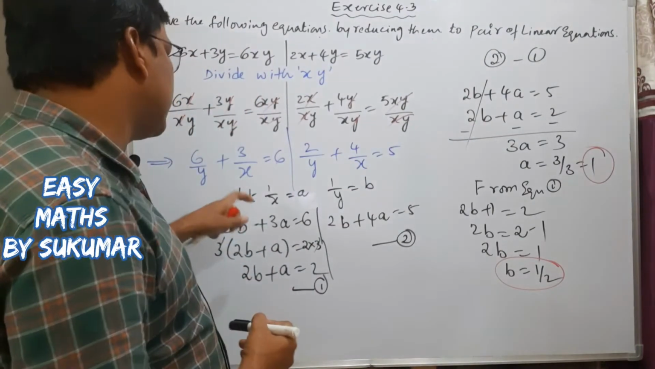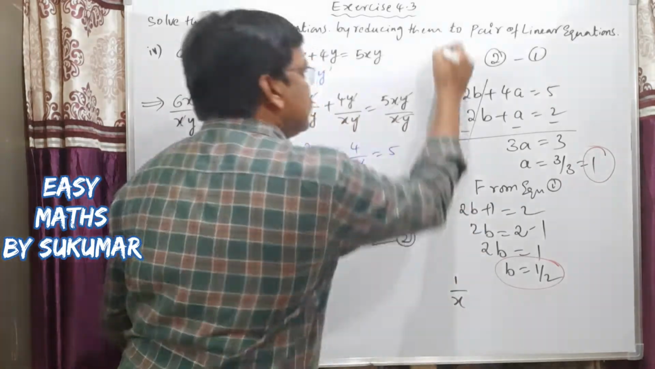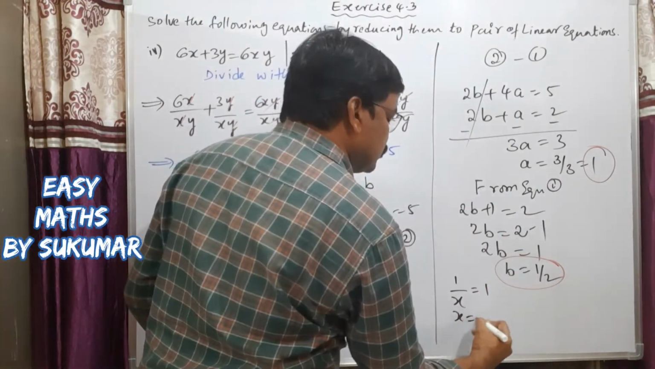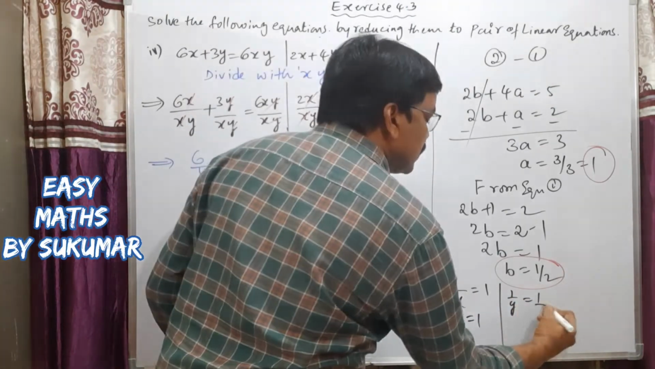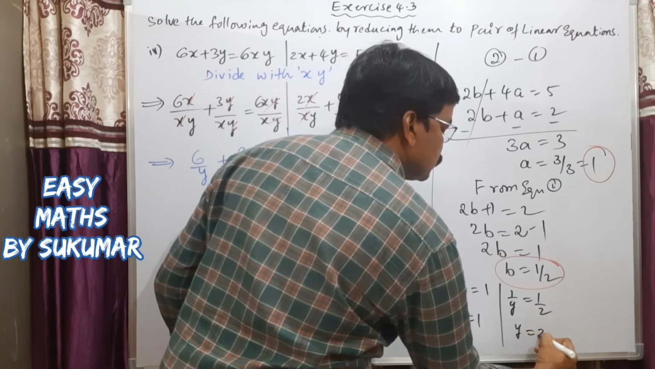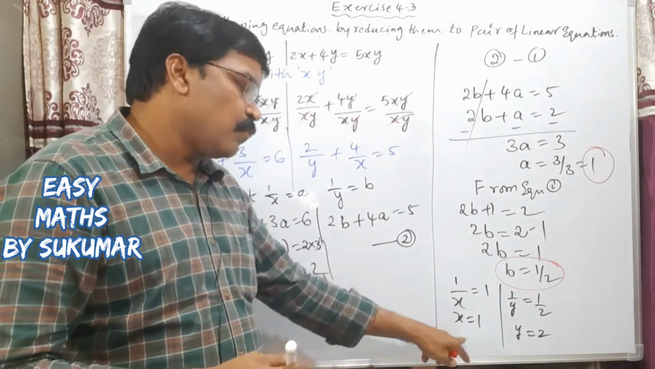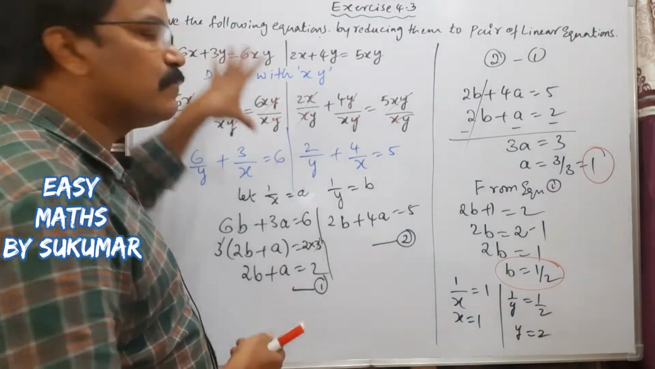Actually, what is a, my dear students? A is 1 by x. That means 1 by x is equal to 1. So x is equal to 1. Similarly, 1 by y is equal to 1 by 2. So y is equal to 2. Therefore, the values of x and y are 1 and 2 respectively. See, we can do the verification now.